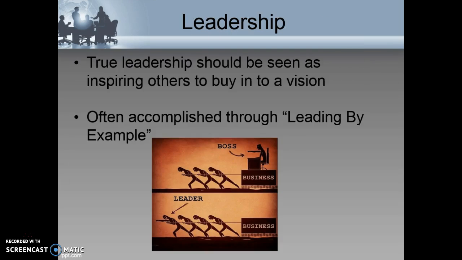Now, true leadership should be seen as inspiring others to buy into a vision, as we saw in Simon Sinek's TED Talk in class. This is often accomplished through leading by example. The traditional way of the boss sitting on top, ordering people what to do, doesn't work so much anymore. Now we want a true leader to be leading by example. They're the ones in front. They're the ones pulling. They're the ones working just as hard as everybody else, and then people will be motivated to follow suit.